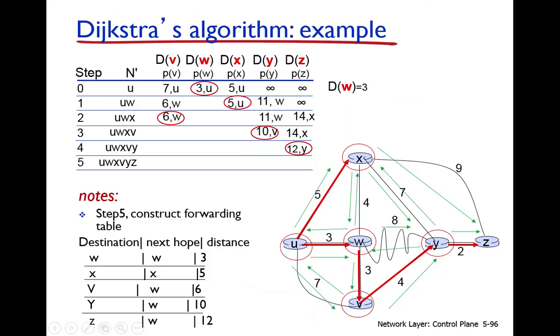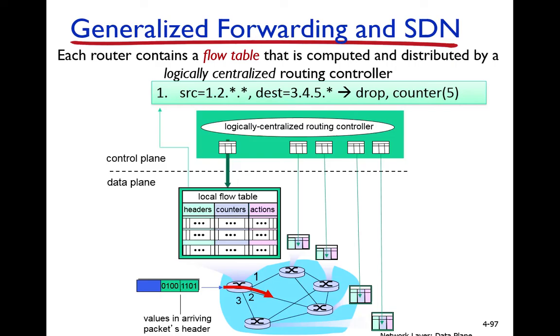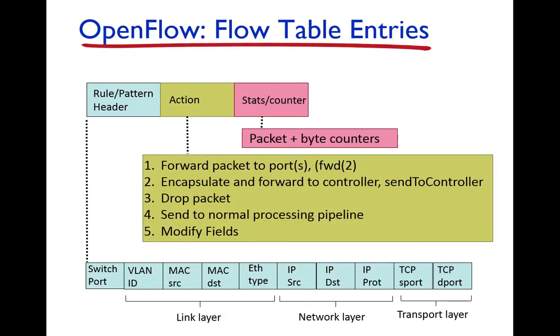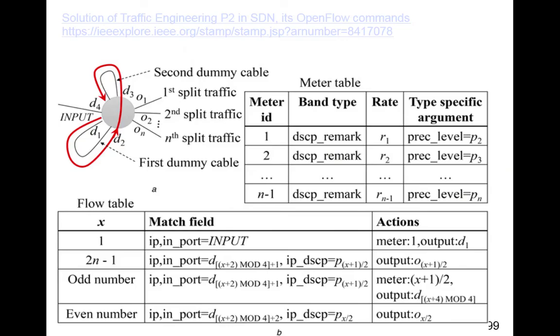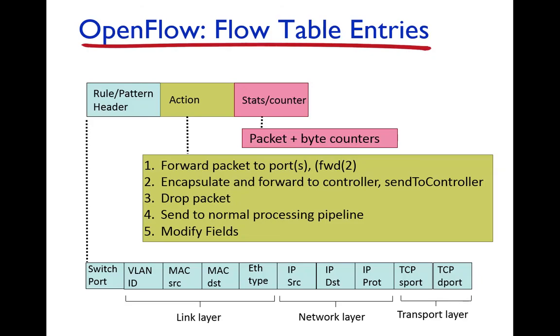However, in SDN we have a more flexible forwarding table. Forwarding can be decided not only on the IP destination address, but also on IP source, IP protocol, TCP, MAC, and these fields can also be used to define the forwarding.